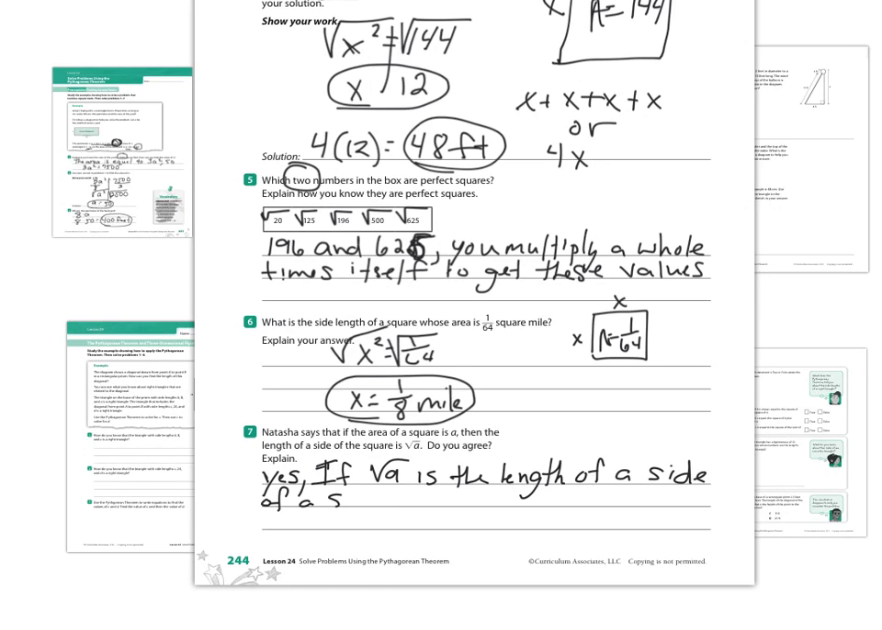Of a square, then the square root of A, then the square root of A squared is the area of that square.